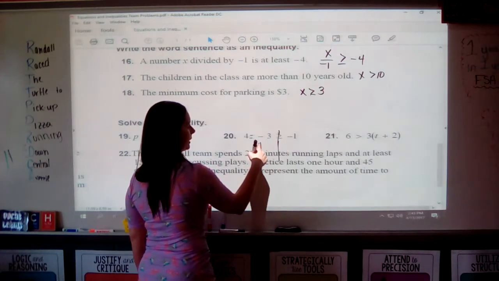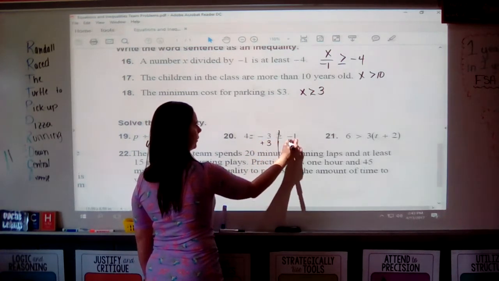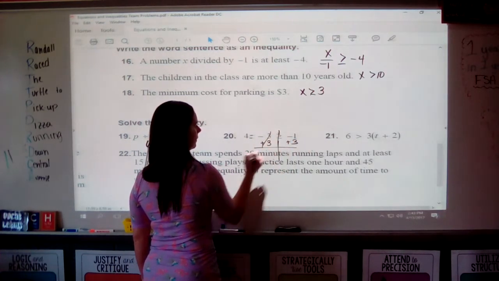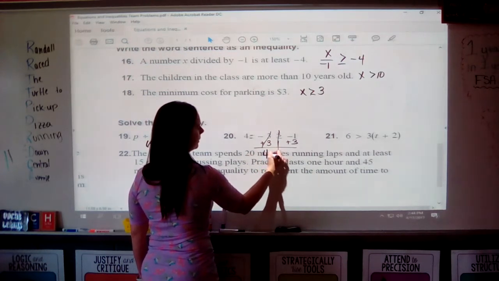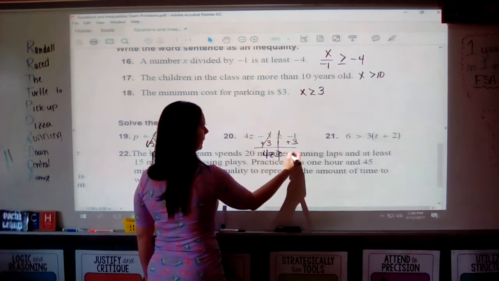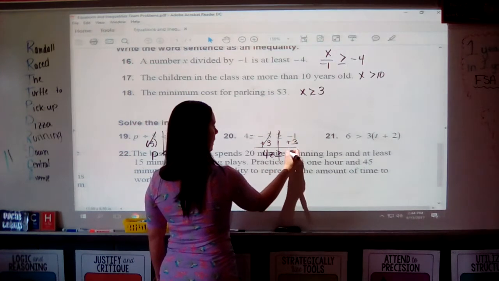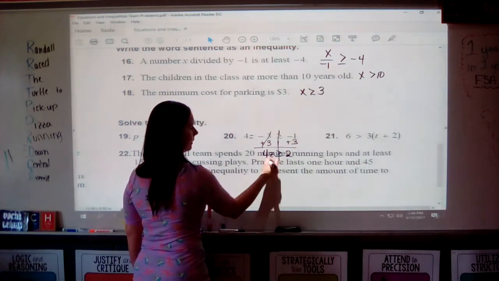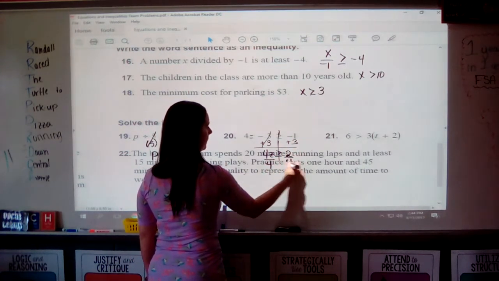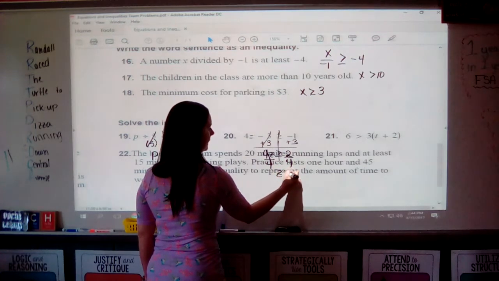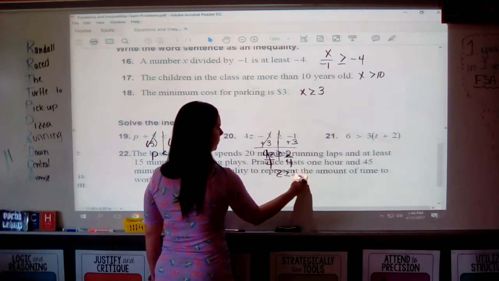This one here, I'm always going to start with addition or subtraction first. So I'm left with 4z is greater than or equal to positive 2. And then I'm going to divide both sides by 4 to get z is greater than or equal to 1/2.